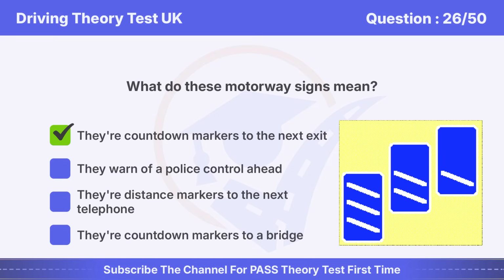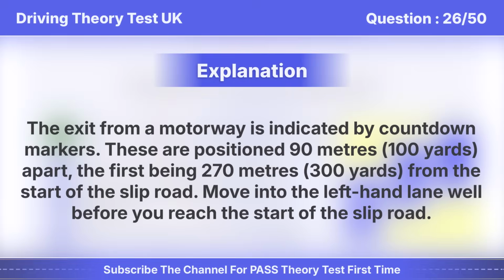Answer is A. They're countdown markers to the next exit. The exit from a motorway is indicated by countdown markers. These are positioned 90 meters, 100 yards, apart, the first being 270 meters, 300 yards, from the start of the slip road. Move into the left-hand lane well before you reach the start of the slip road.